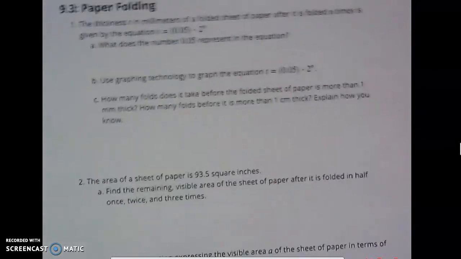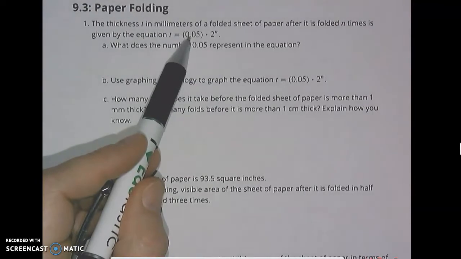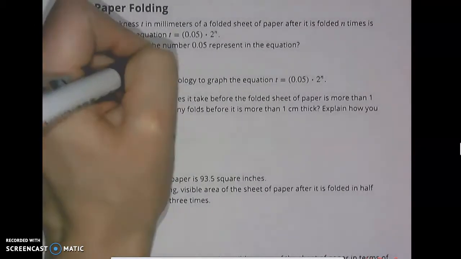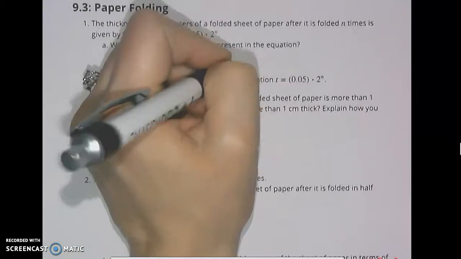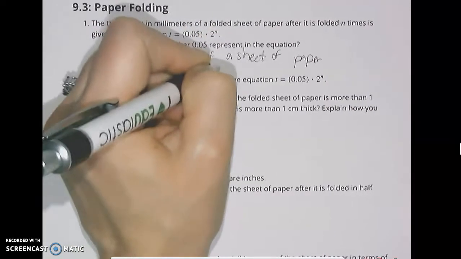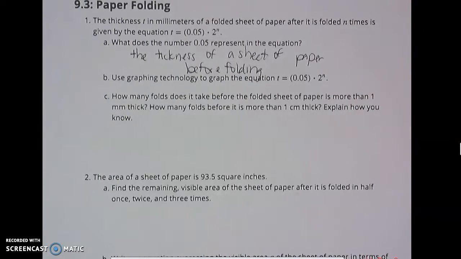All right, the next thing we're going to look at is paper folding and how this can actually be modeled by exponential growth as well. Actually, exponential decay. The thickness T in millimeters of a folded sheet of paper after it's folded n times is given by the equation here. Okay? And what does this number 0.05 represent right there? Well, since that's our starting amount, that's going to be the thickness of a sheet of paper before we fold it.